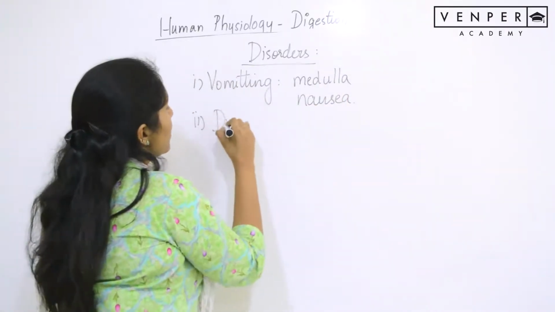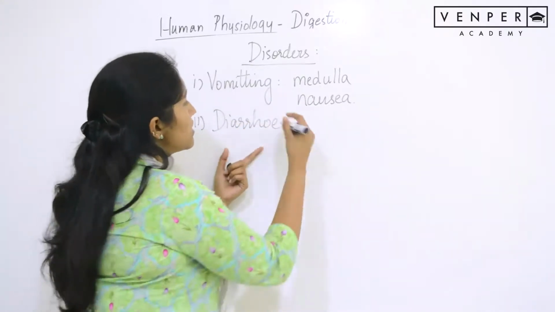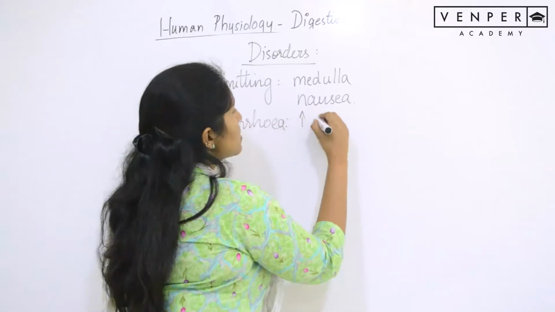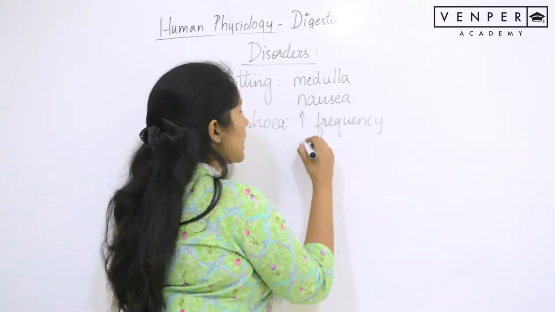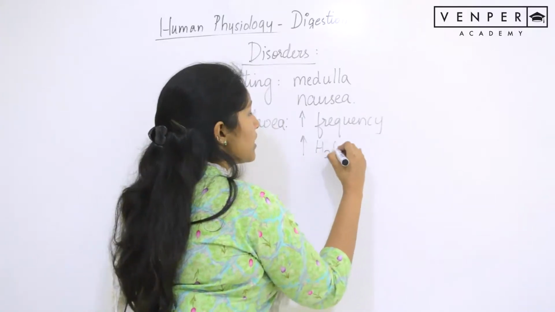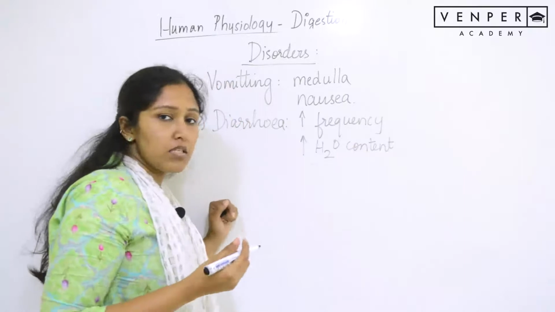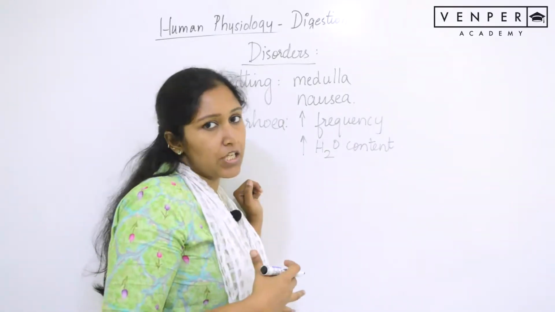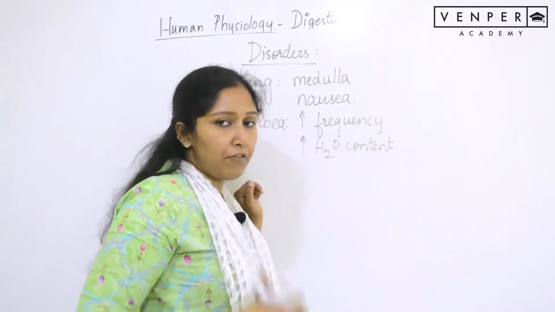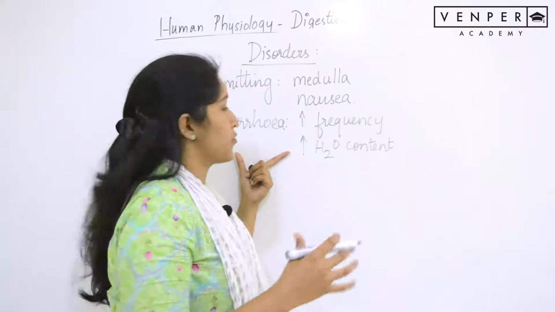Then you have diarrhea. Diarrhea is indicated by increased frequency of bowel movement and also an increase in the water content of the bowel movement. So all the food, even before absorption and assimilation can take place, gets defecated out of the body, and therefore diarrhea will lead to decreased absorption.